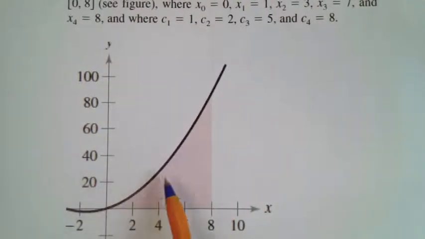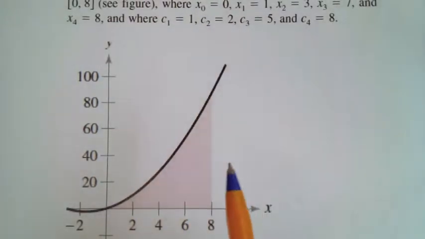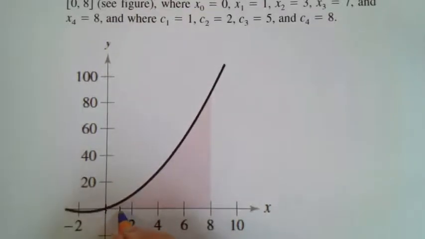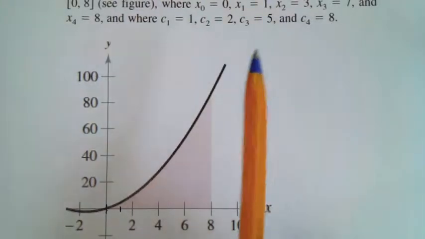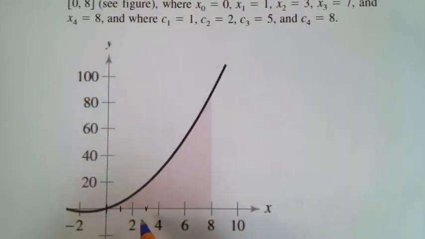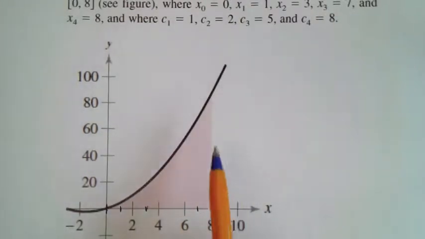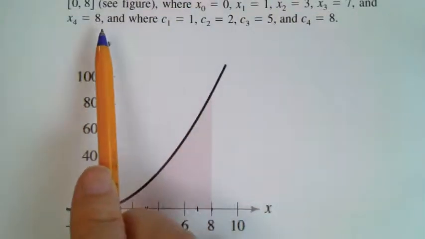We're looking for the area in pink here, and the x0, 1, 2, 3, 4 gives us the base of the rectangles. We're going from x0 to x1, so we're going from 0 to 1, then we're going to go from 1 to 3, then we're going to go from 3 to 7, and finally we're going from 7 to 8. So this explains these numbers 0, 1, 3, 7, and 8.